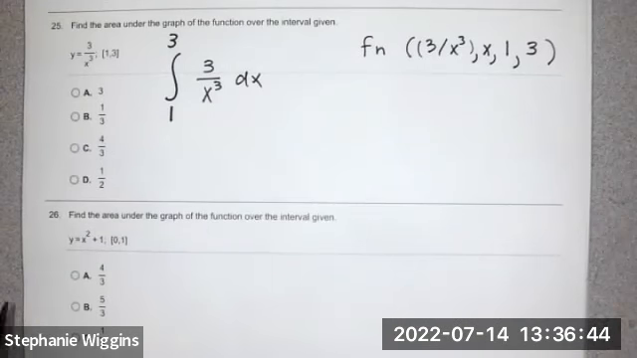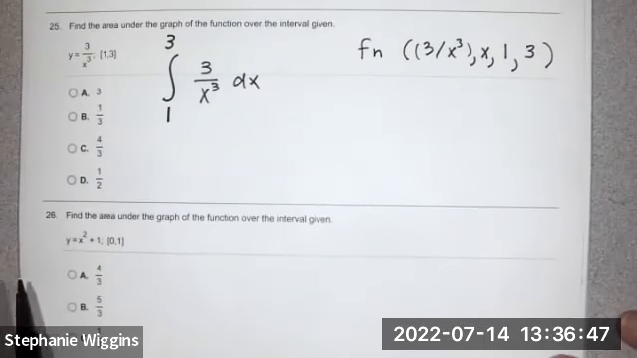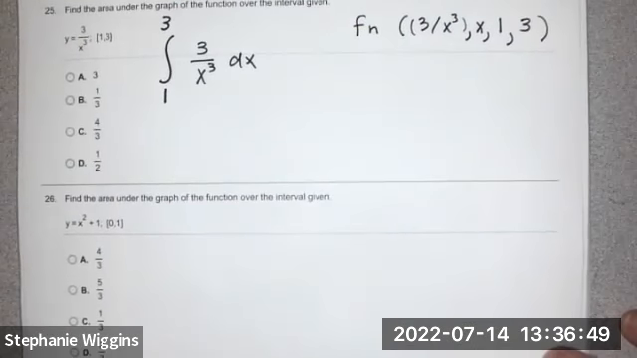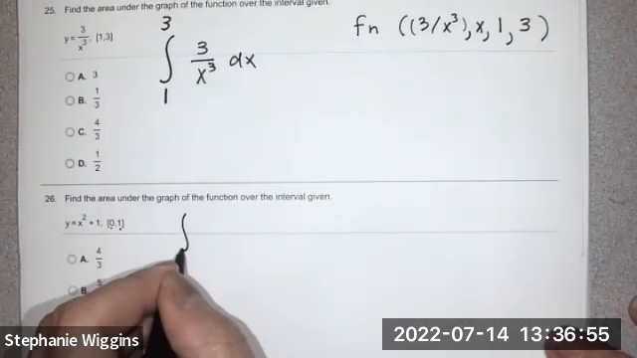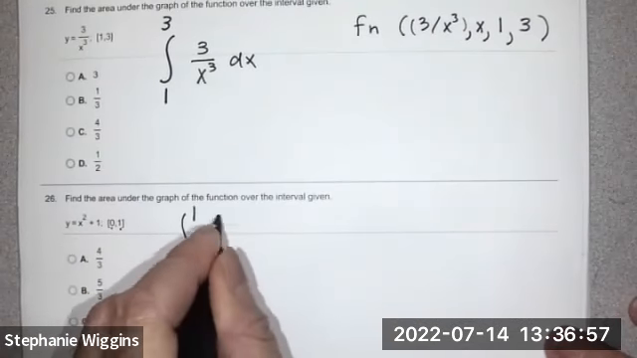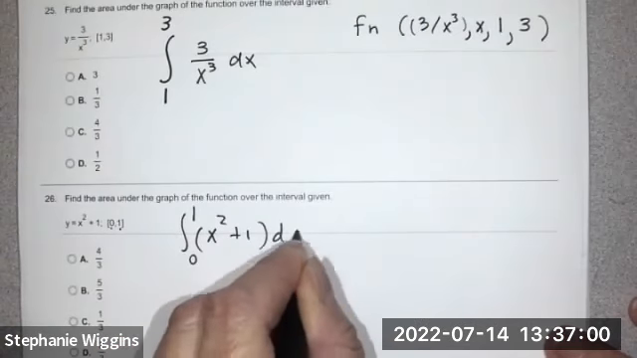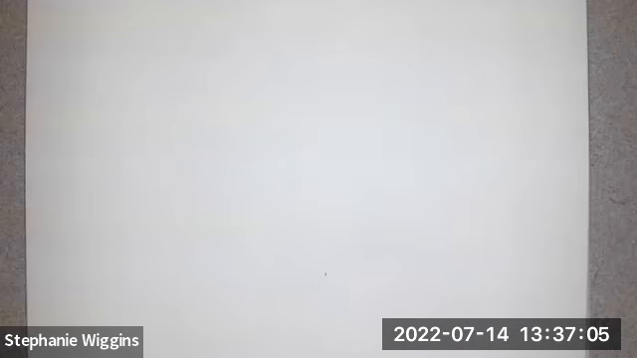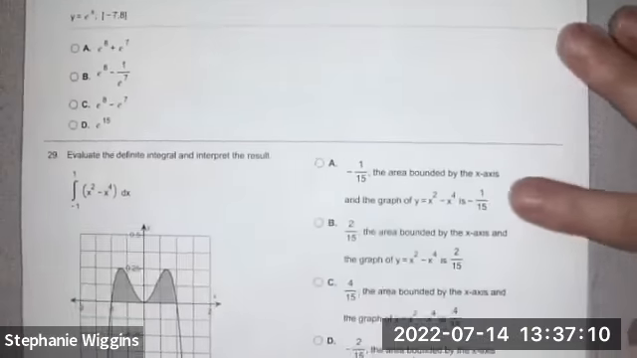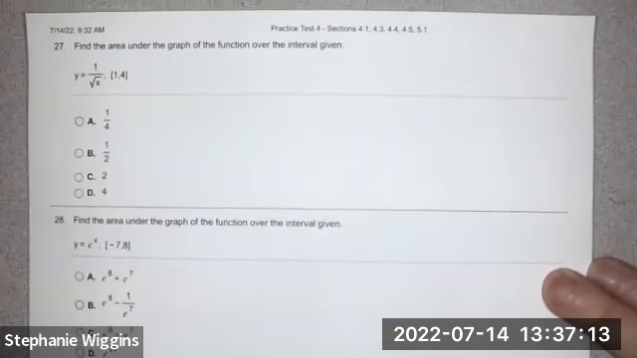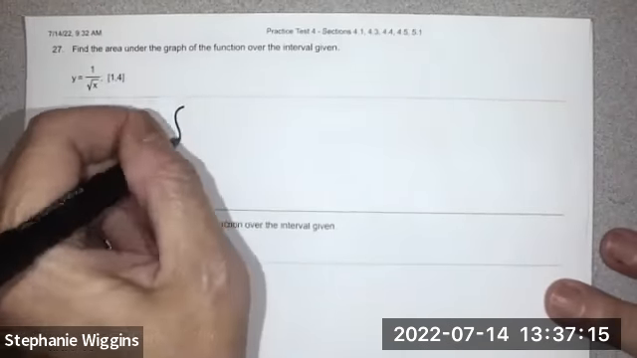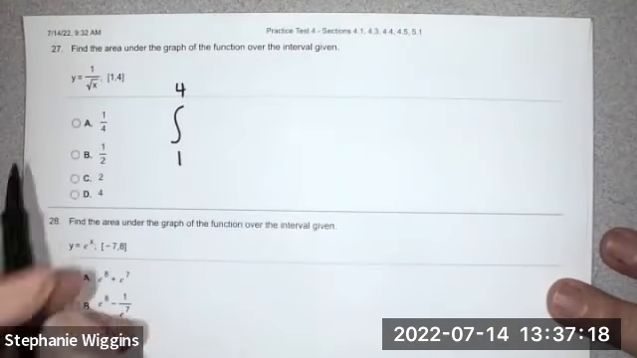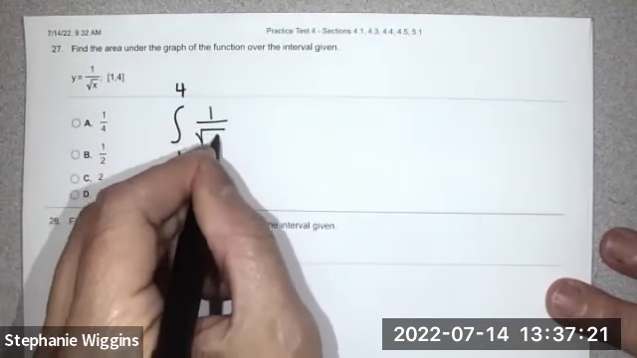And by the way, I've included a link to the video that shows you how to do this on your calculator. So this one, the integral is from 0 to 1, and the function is x squared plus 1 dx. Okay, the next problem here. The integral is from 1 to 4, and the function is 1 over square root of x.